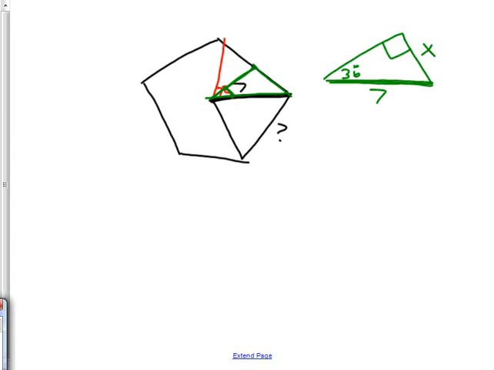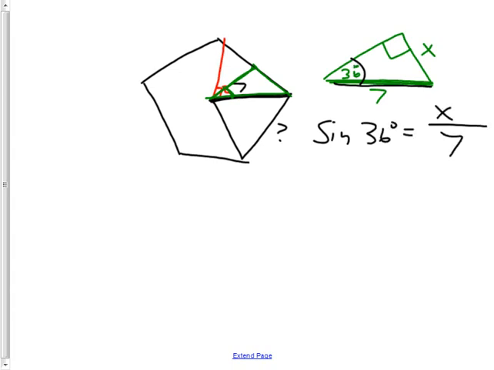All right, for those that are stuck, here's how you would have started. You would have said, from this angle's perspective, I have the opposite, and I have, is that the hypotenuse? The 7 here? Yes, it is. So I go sine of 36 is opposite over hypotenuse, because those are the sides I had, the opposite and the hypotenuse side. So I had to use sine.